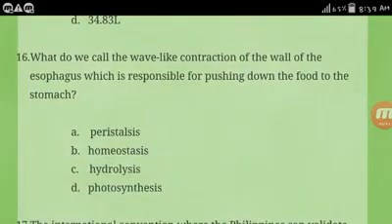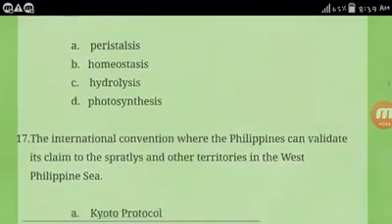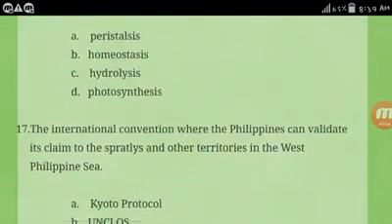Next one, what do we call the wave-like contraction of the wall of the esophagus, which is responsible for pushing down the food to the stomach? This is what I told you earlier. It's peristalsis, letter A. Homeostasis is the maintenance of the internal environment of our body.